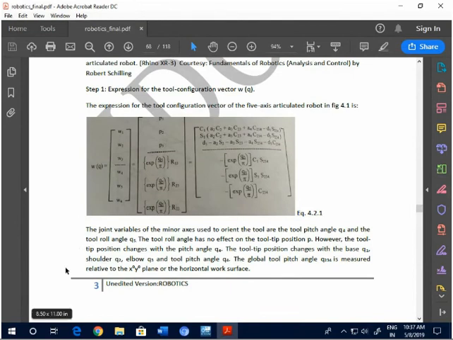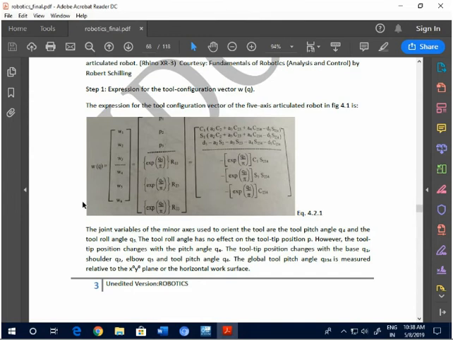Now you came across how many joints? Joints J1 to J5. That is first base, shoulder, then you have an elbow, then tool pitch, then tool roll. So you have J1 to J5. All the joints are rotary. Then small Q1 to Q5 are nothing but the 5 joint variables. We had 5 rotary joints, so that's why we will have 5 joint variables.